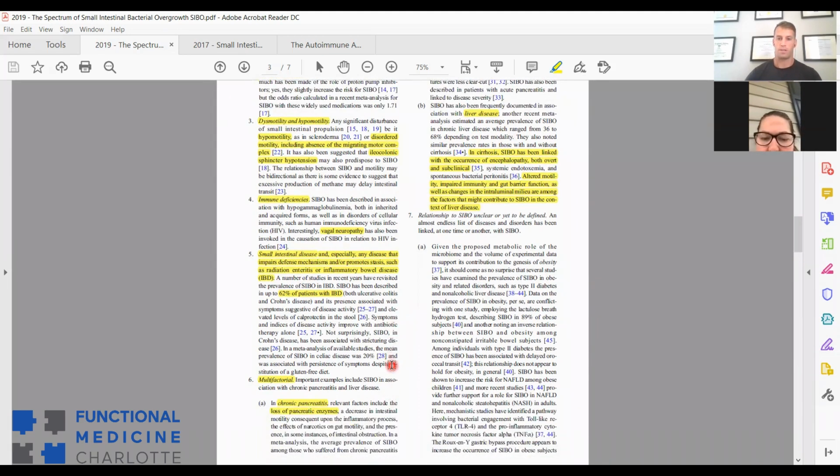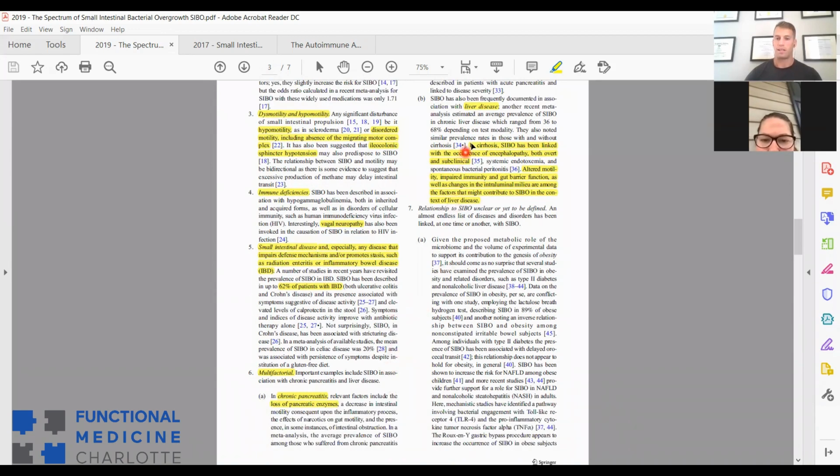Liver disease has also been associated with SIBO. And interestingly, in liver cirrhosis, so high amounts of liver scarring, SIBO has been linked with the occurrence of encephalopathy, both overt and subclinical. What does that mean? Encephalopathy, think brain inflammation. So here's a gut-brain axis mechanism for SIBO. So it'd actually be a liver gut-brain axis, right? So patients with cirrhosis are at an increased risk of brain inflammation because of SIBO and intestinal inflammation that isn't dealt with.